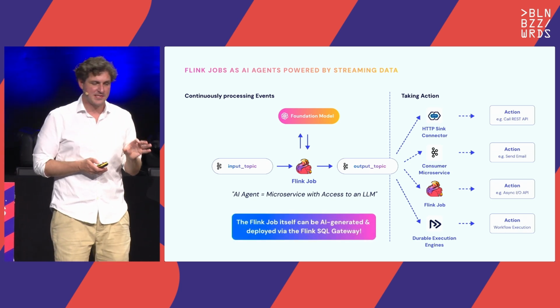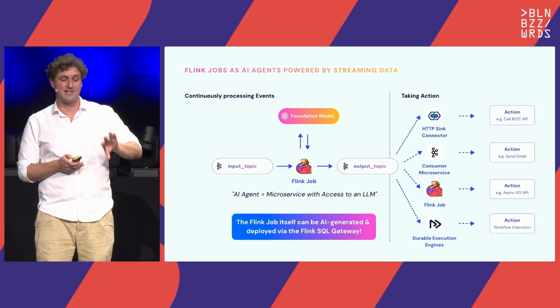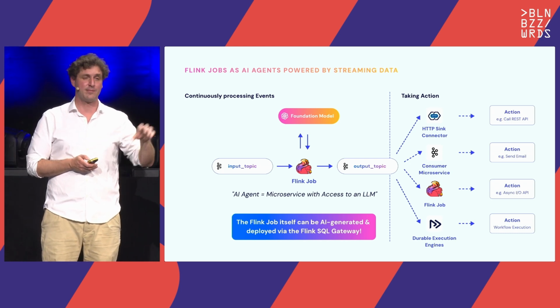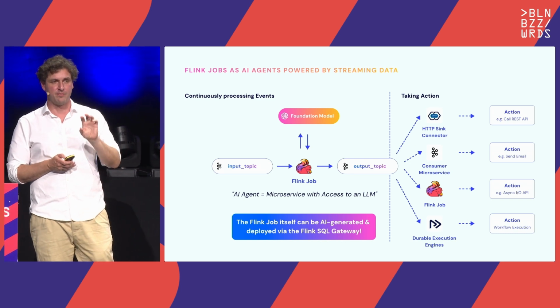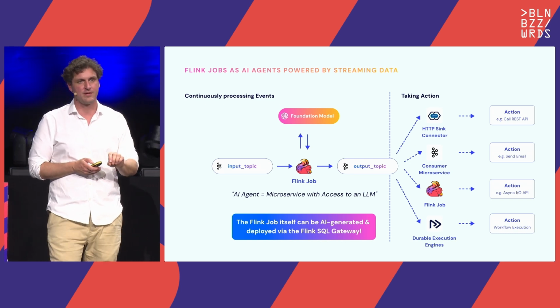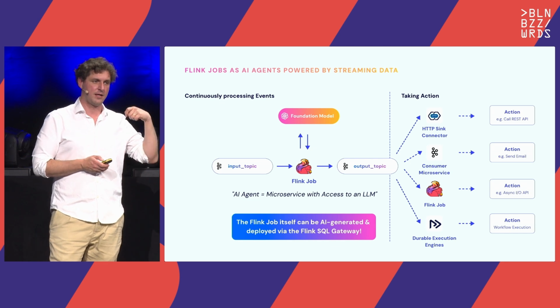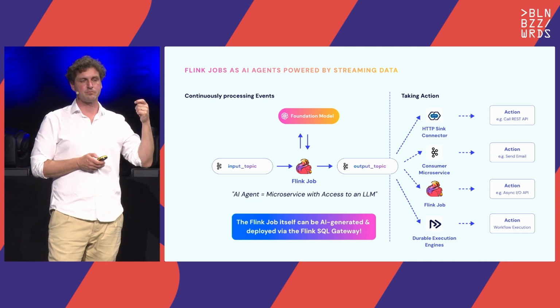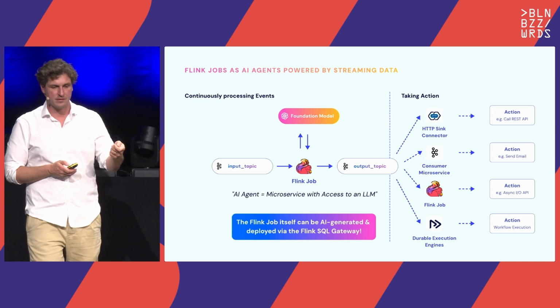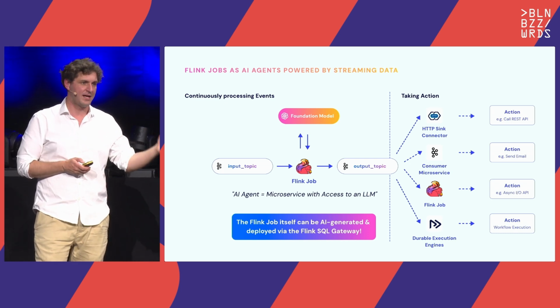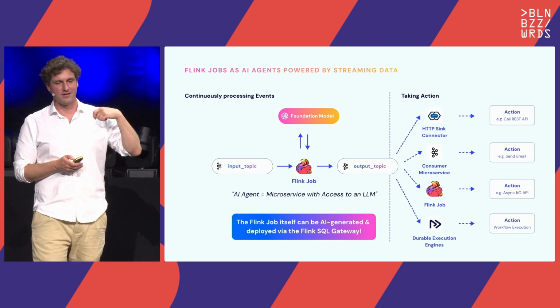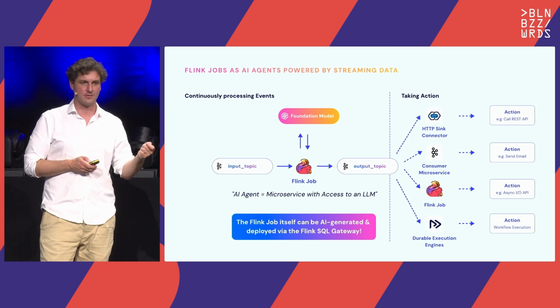From our perspective, the interesting thing here is that the Flink job itself can be AI generated and deployed via, for example, the Flink SQL gateway. So you have both dimensions here. You have the Flink job that itself can incorporate the invocation of a foundation model, and at the same time you can basically use AI to generate that Flink job in the first place.